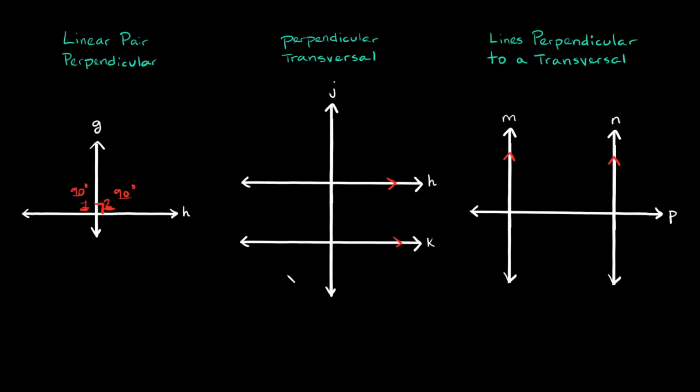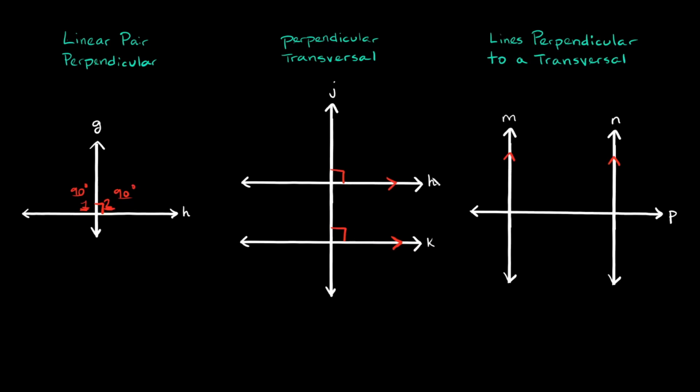Now, the second case here is when we have a transversal that runs through two parallel lines, okay? And you can see that these two are parallel because they have these little red markers, or arrows, on them. Okay, so since these two lines are parallel, if I told you that this transversal and this line on top were perpendicular, then that means this transversal and this other line on the bottom would also be perpendicular, okay?